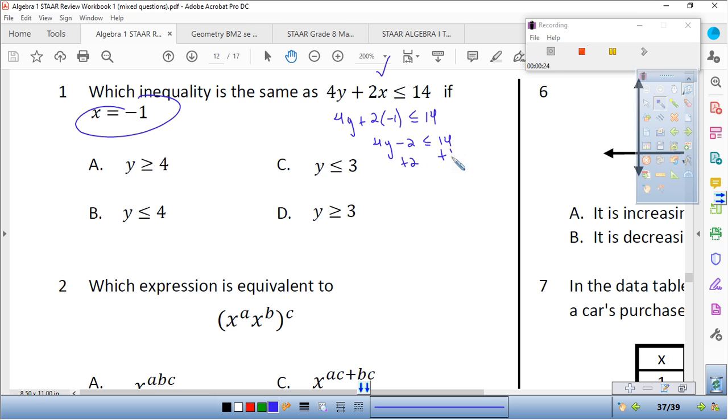We'll add 2, 4y is less than or equal to 16, divided by 4, divided by 4. Y is less than or equal to 4. Does not switch. We do not divide by a negative number.